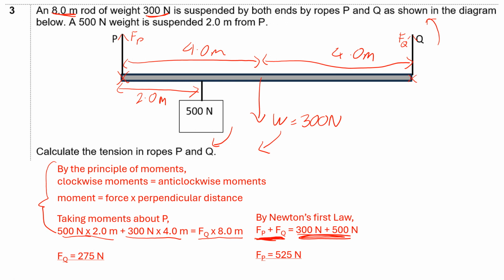If you would like, you can always pause this video and attempt to calculate the moments, taking the point Q as the pivot. Doing so to verify is also very good practice, and you should be able to get the answer 525 newtons for Fp. So if you'd like to do so, you can pause the video. If not, we are going to move on to the next question.